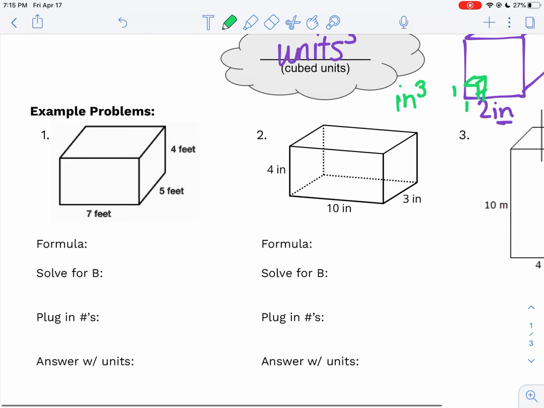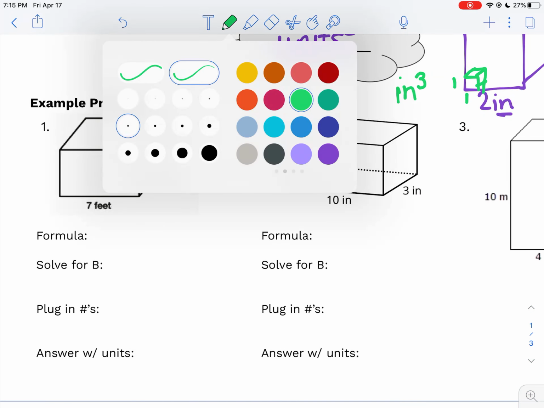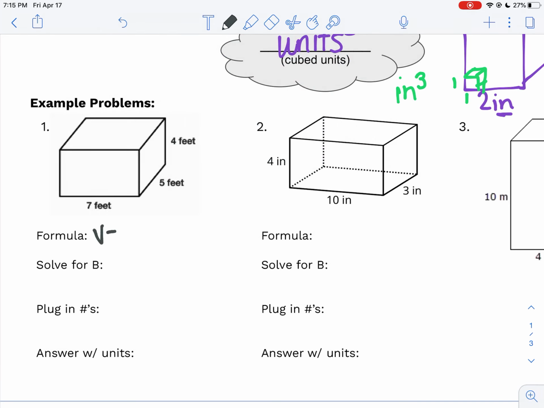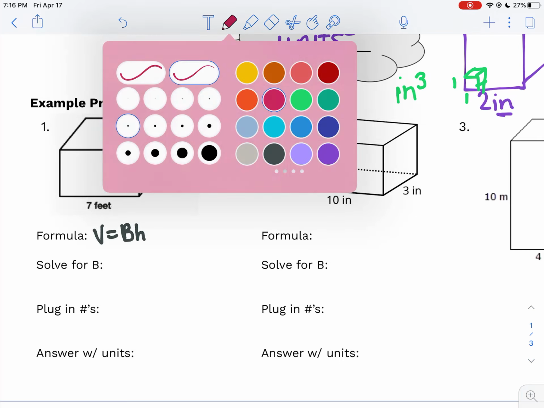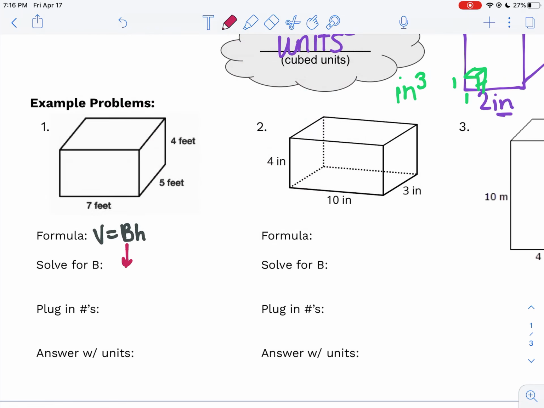We're first going to start by writing our formula down. You can find it on your formula chart. V equals big B H. Make sure you're writing the formula with the big B, because whenever you see a capital letter, that means you have to solve for it first. Okay, so that's what we're going to do right now. We're going to solve for big B.